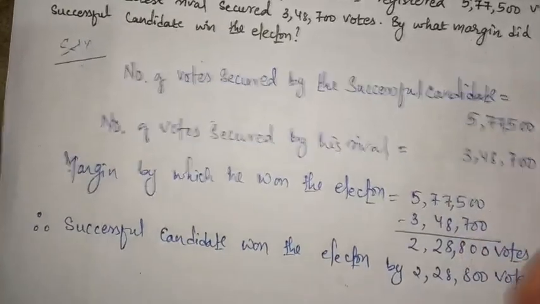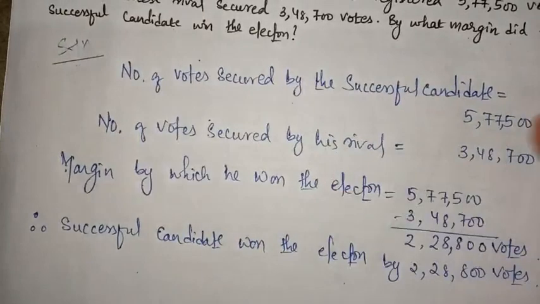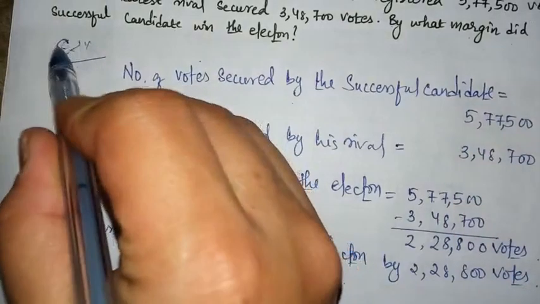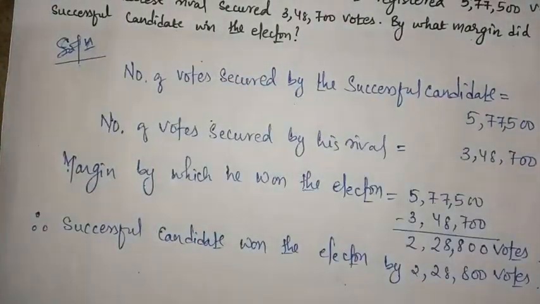Okay, so one successful candidate got this much of vote and his rival got this much of vote. So by how many votes the successful candidate won the election, that we have to count, and that we can do with the help of subtraction only. Okay, so I hope this is clear to you all. Let's proceed to question number 4.